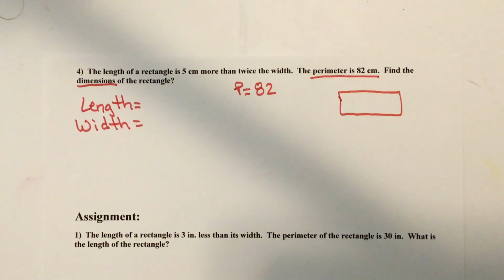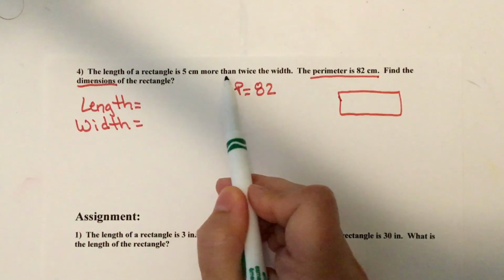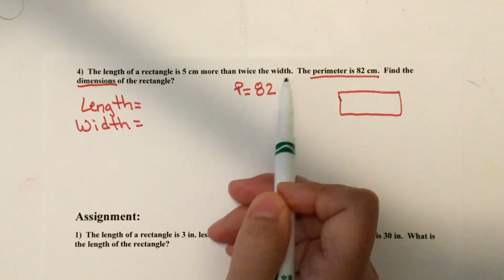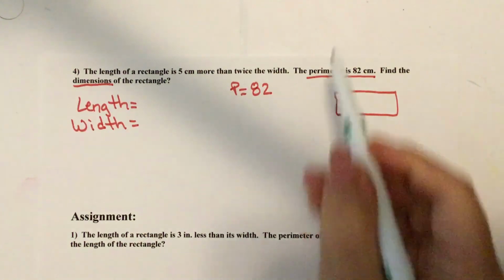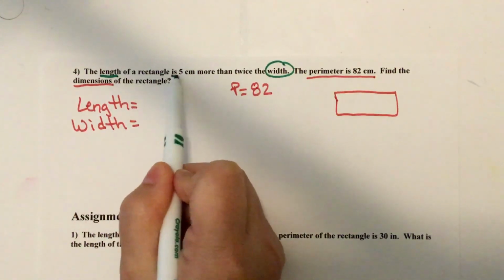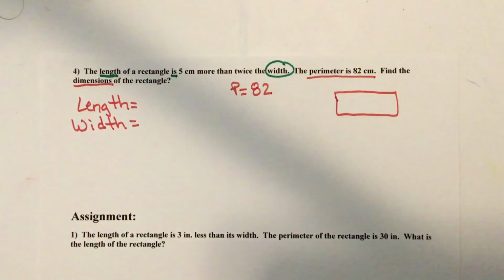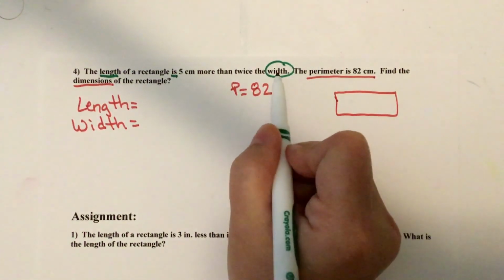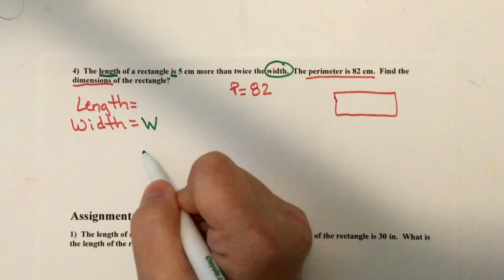Okay, let's read that first sentence and figure out what is not described. The length of a rectangle is 5 centimeters more than twice the width. Who is not described? The width. It tells you all about the length. The length is 5 centimeters more than twice the width. It barely mentions Mr. Width. So since the width is not described, he's going to be the single letter. So I'm going to pick W.